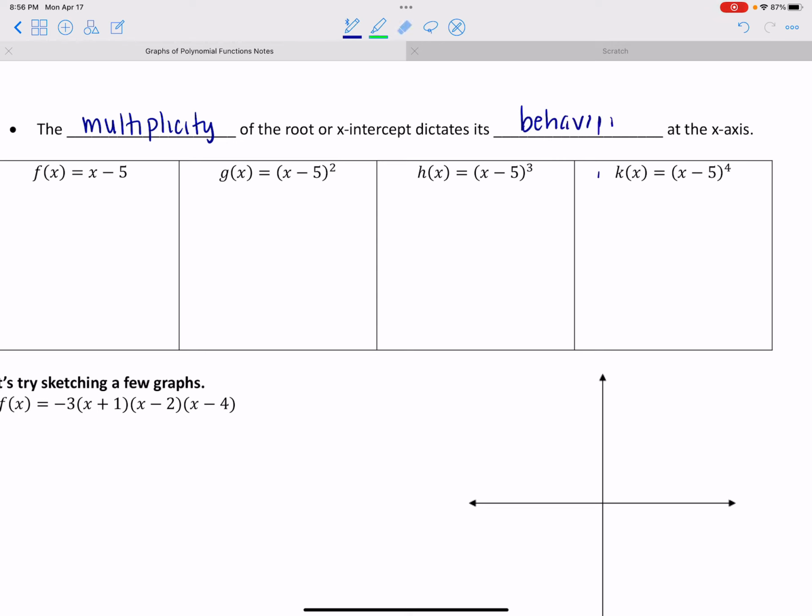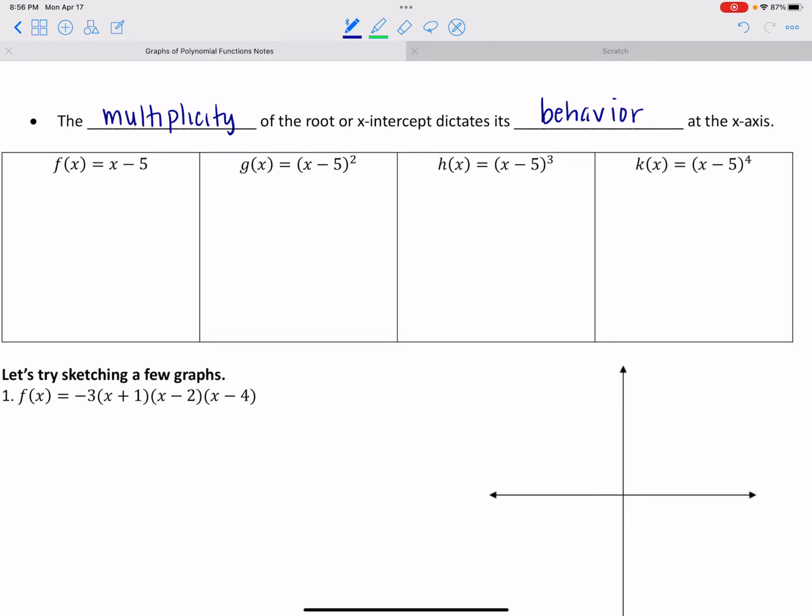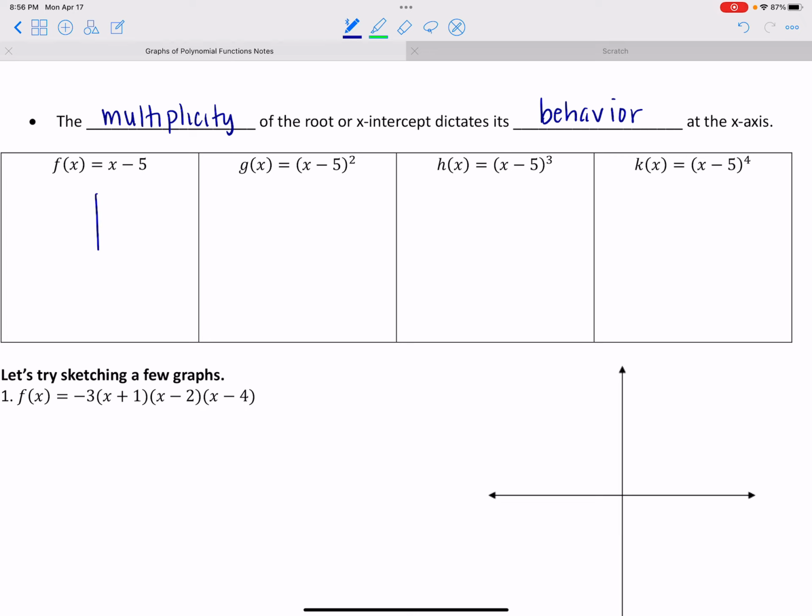And what happened to my pen? It dictates the behavior of our graph at that x-intercept. So for example, f of x equals x minus 5. I know that's my parent linear function, and it's just shifted to the right 5. So if I just shift it to the right 5, there it is. But again, if I look at the root at 5, it goes straight through, its linear behavior at that root.